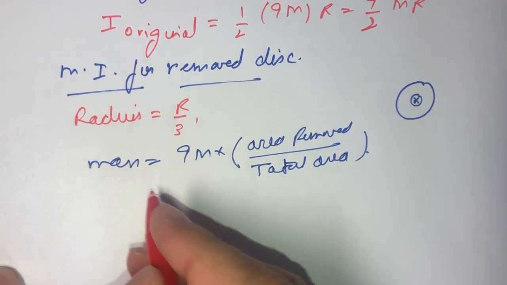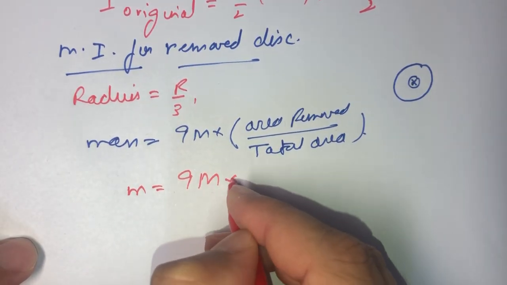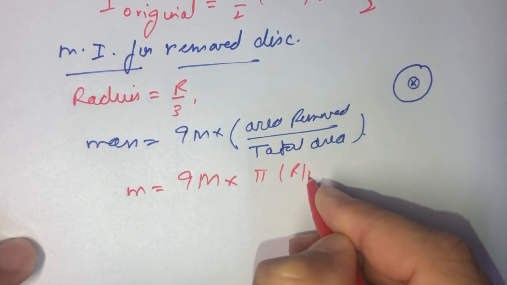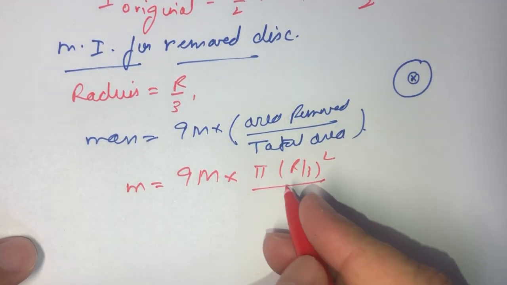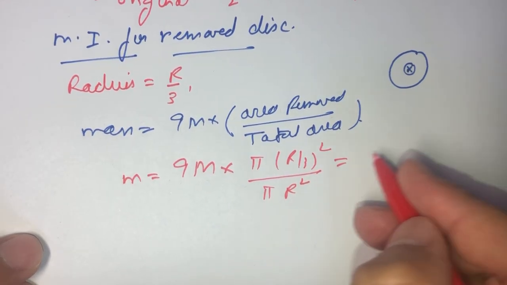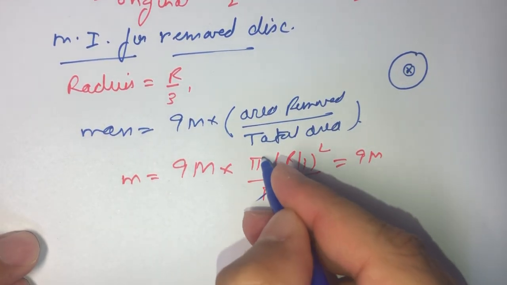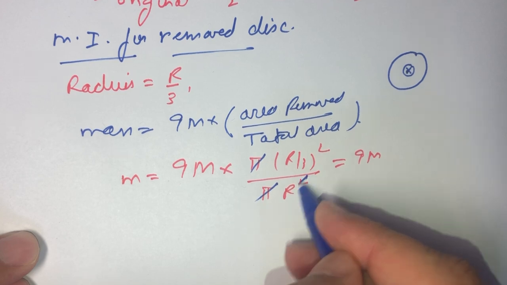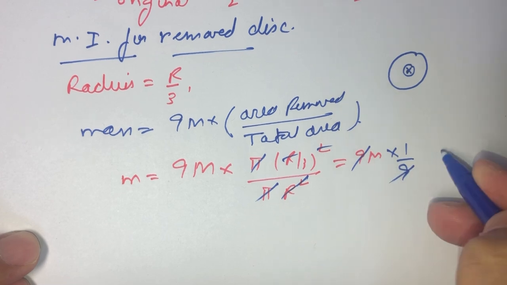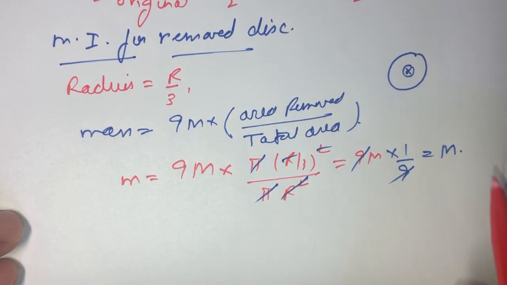Let us say this mass is small m. So small m is equal to 9m times the area removed, pi (r/3) squared, divided by the total area, pi r squared. Pi cancels with pi, and r squared cancels with r squared, so this is multiplied by 1/9, and 9 goes with 9, and this comes as m. So the mass of the small disc is m.